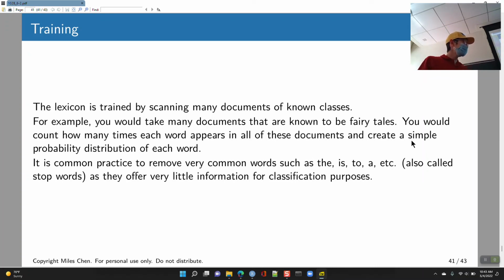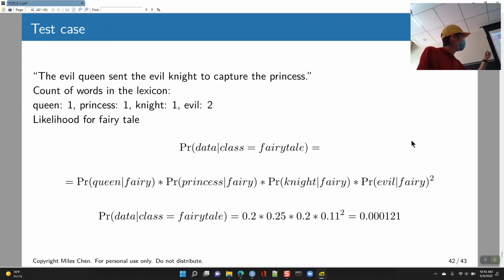Okay, all right, and with the naive Bayes classifier, let's say this is our sentence. The evil queen sent the evil knight to capture the princess, okay? It's probably about a fairy tale, not about chess, okay? I suppose if we had, I don't know, the evil queen sent the evil knight to capture the other knight. Now it's a little ambiguous, and it's like, why are we personifying the chess pieces? I don't know, right? But here, we look at just this sentence, and we're like, okay, probably a fairy tale, right?